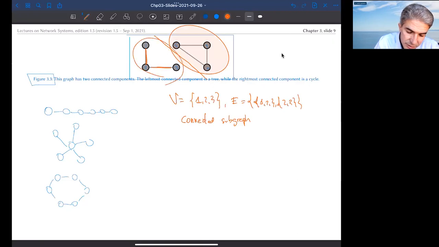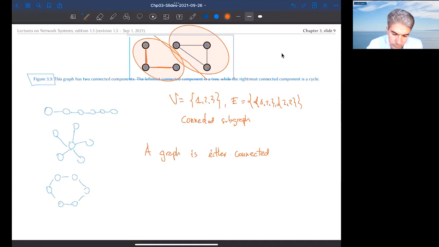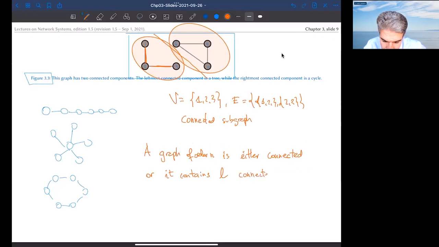So what happens here is that if you have a disconnected graph, it can always be considered to be the union of connected components of the graph. It's always possible. So a graph is either connected, and actually, let's make it even more elegant. A graph of order n, where order n means it has n nodes, is either connected, so it has a single connected component of size n, or it contains some number, let's use another symbol, the number L, it contains L connected components.